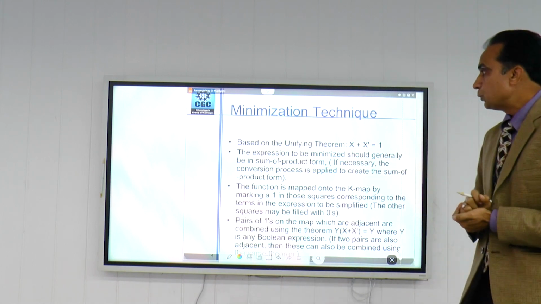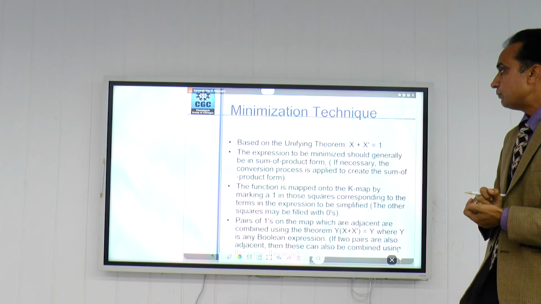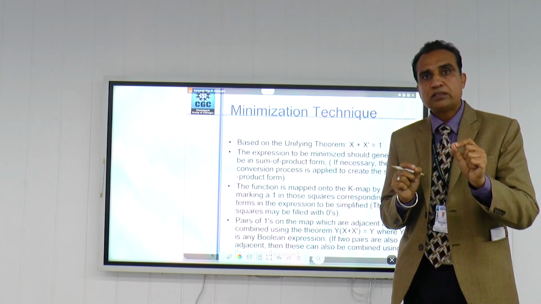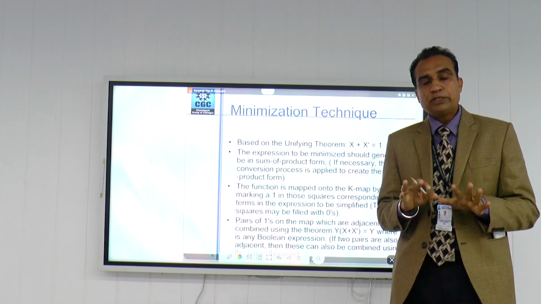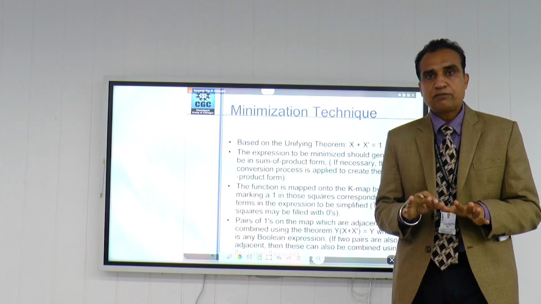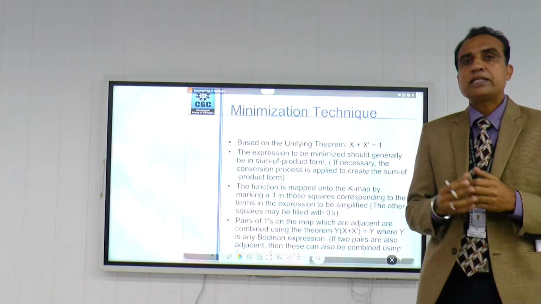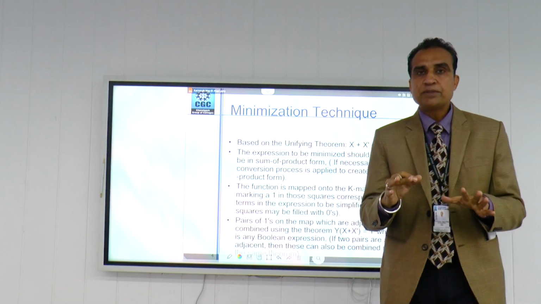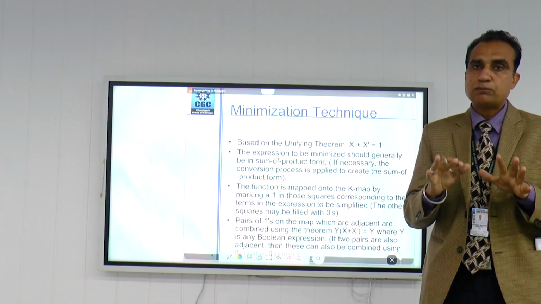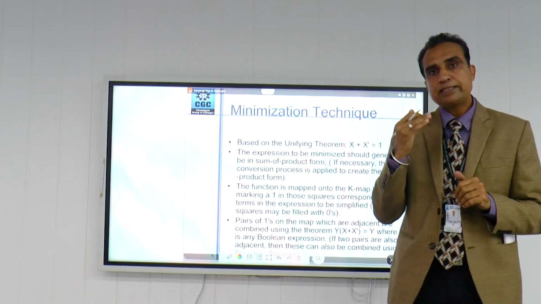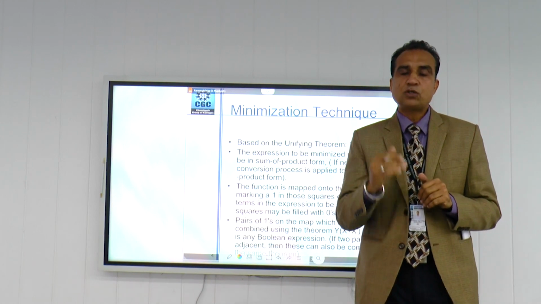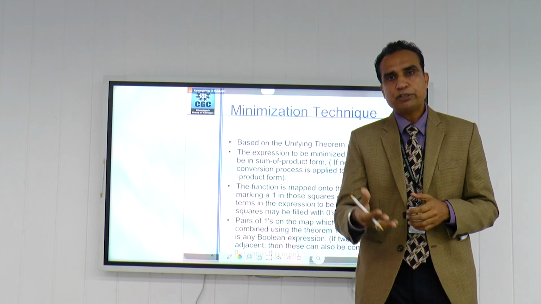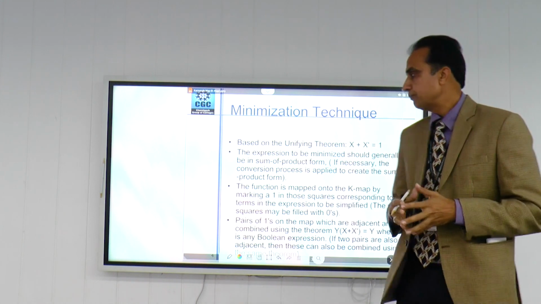The expression to be minimized should generally be in sum of product form. If necessary, then we have to perform the conversion process. Then we can implement the equation into the K map, but generally we use a K map for SOP, meaning sum of product form, for simplicity. If the equation is already in sum of product form, then we can directly implement it into the K map. If it is not in the SOP form, then we have to change it into the SOP form, then we implement it into the K map.